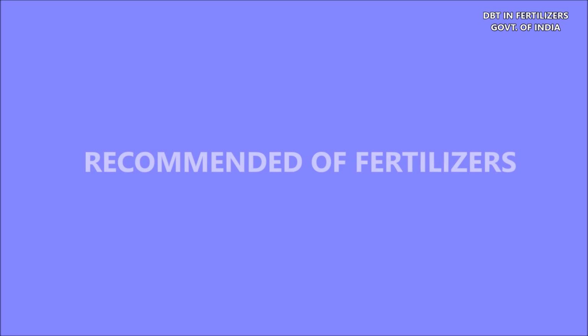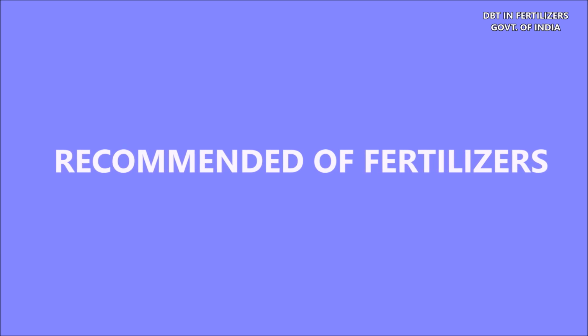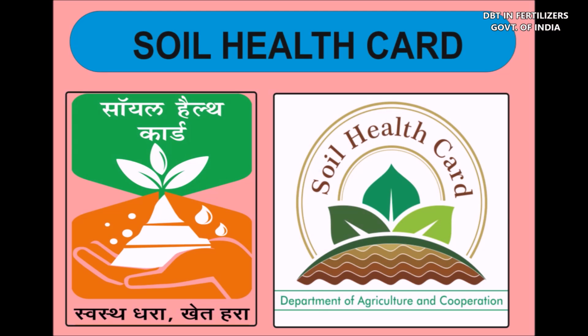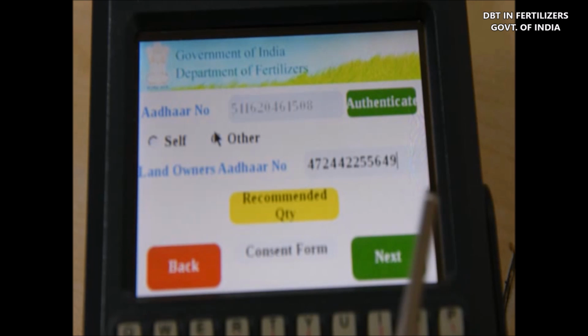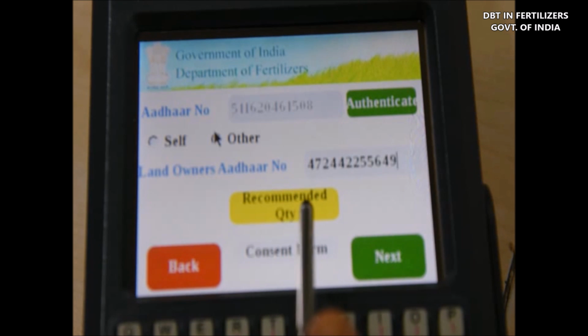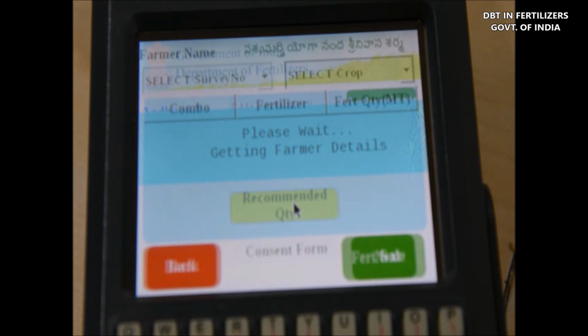On successful authentication of Aadhaar, the next screen will appear. Herein, a yellow colored tab with recommended quantity written over it will appear. The retailer can click on the recommended quantity to get the recommended fertilizer for this particular buyer or farmer who has just now authenticated with his ID of Aadhaar.